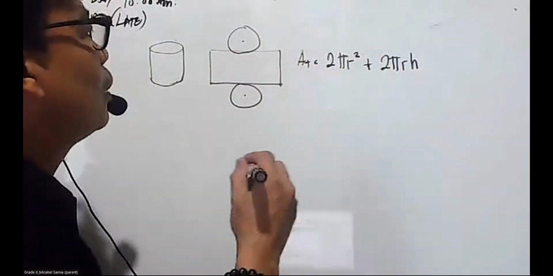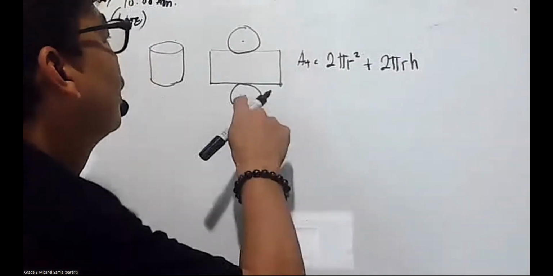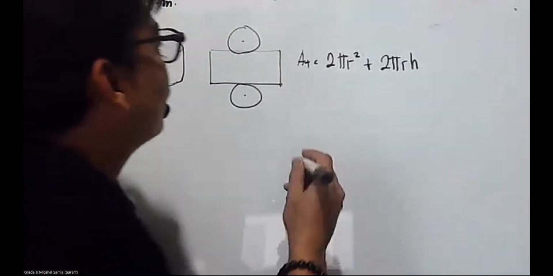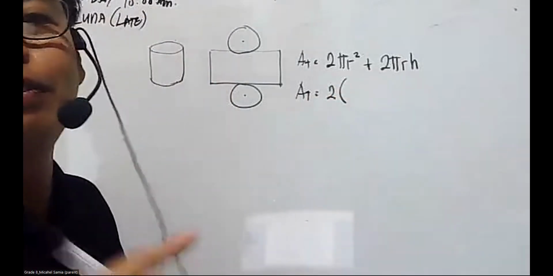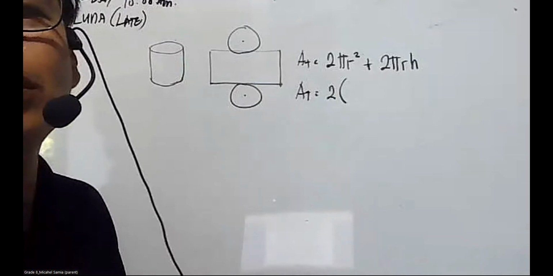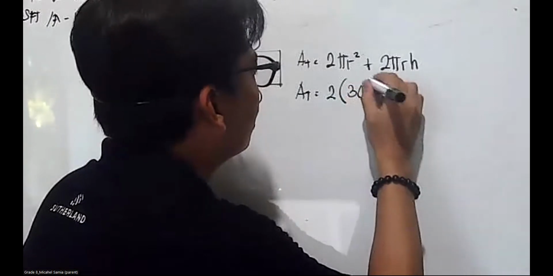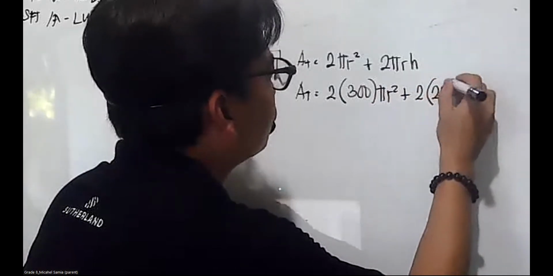Now taking into consideration the cost, the sides cost 200 pesos and the ends 300 pesos. So the cost is equal to 2 multiplied by the cost of the top and bottom, which is 300, so 300 multiplied by pi r squared, plus 2 multiplied by 200 pesos pi r h.